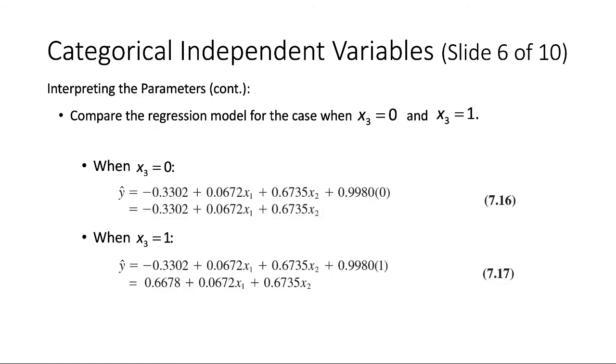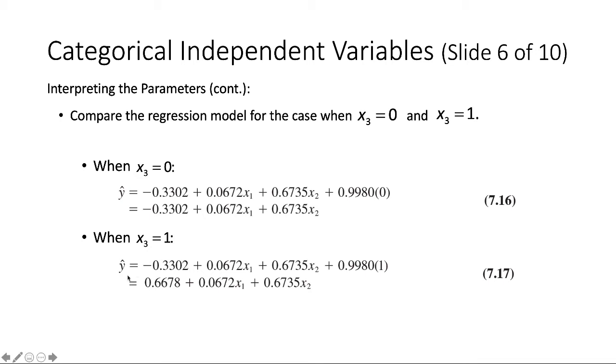To understand how to interpret the regression when a categorical variable is present, let's compare the regression model for the case when the driving assignment does not include highway rush hour driving and when it does include highway rush hour driving. When x3 equals 0, we have an equation of y equals negative 0.3302 plus 0.0672 multiplied by x1 plus 0.6735 multiplied by x2.